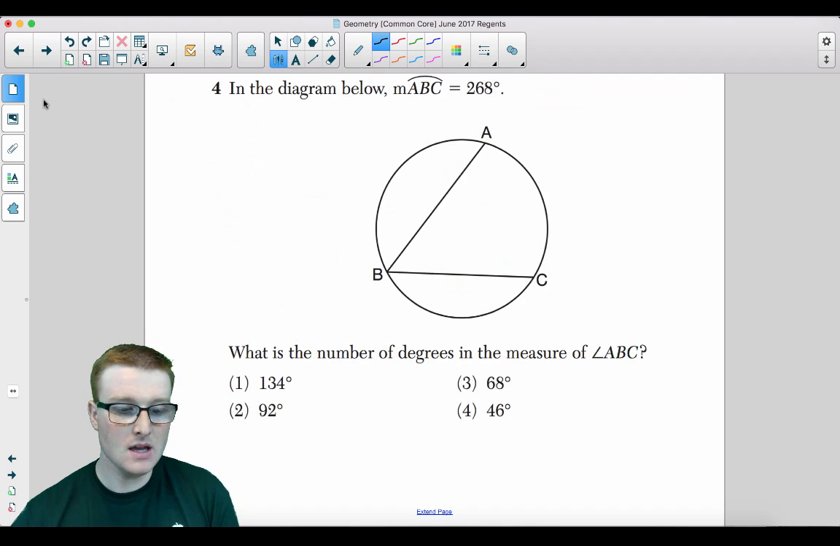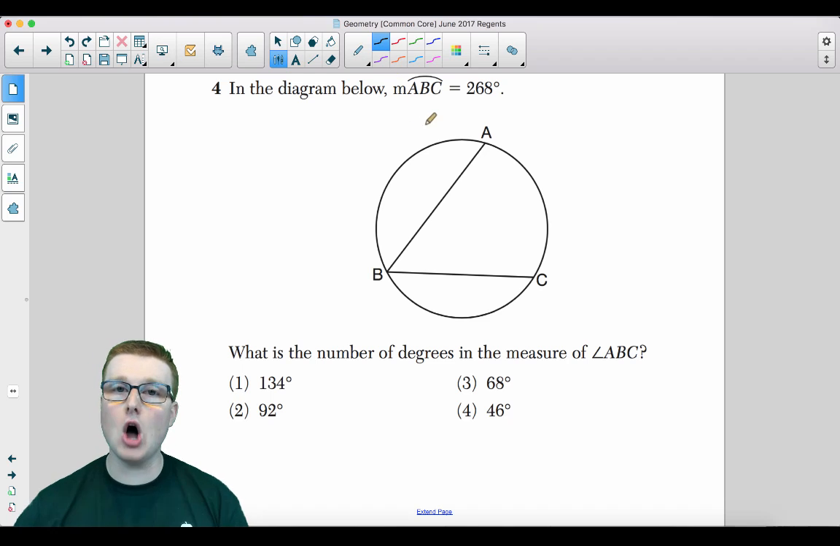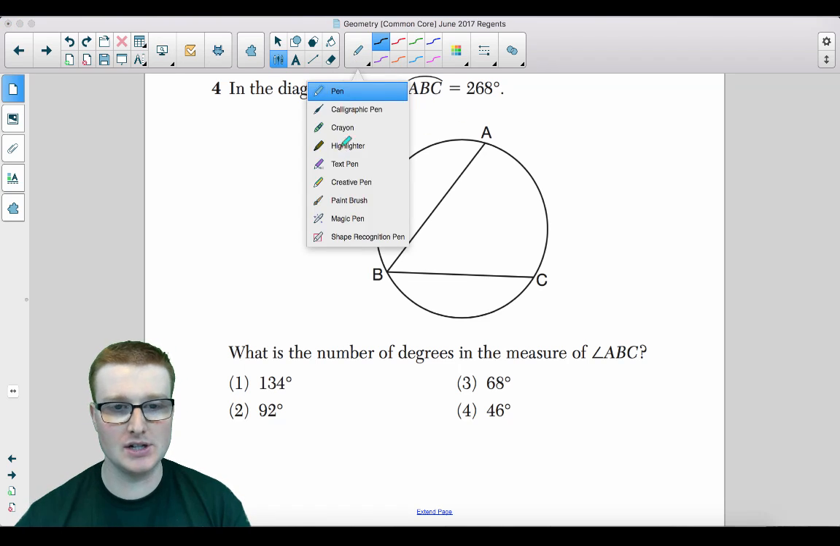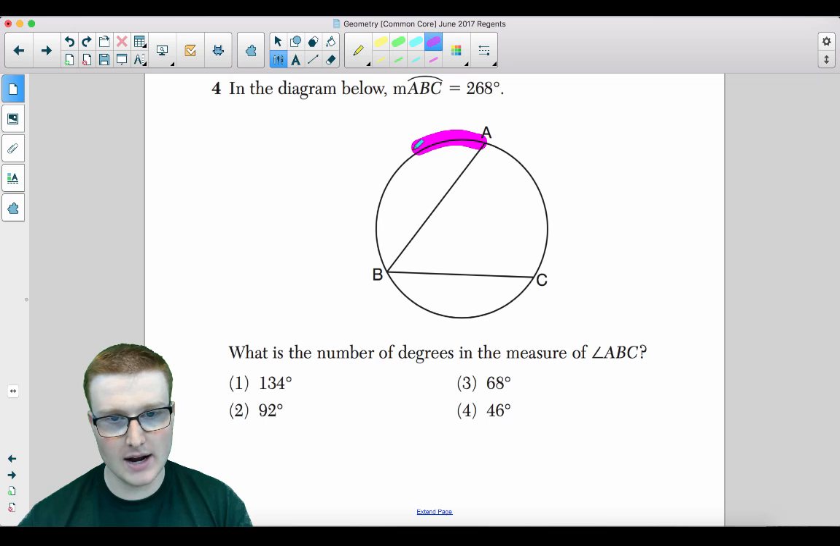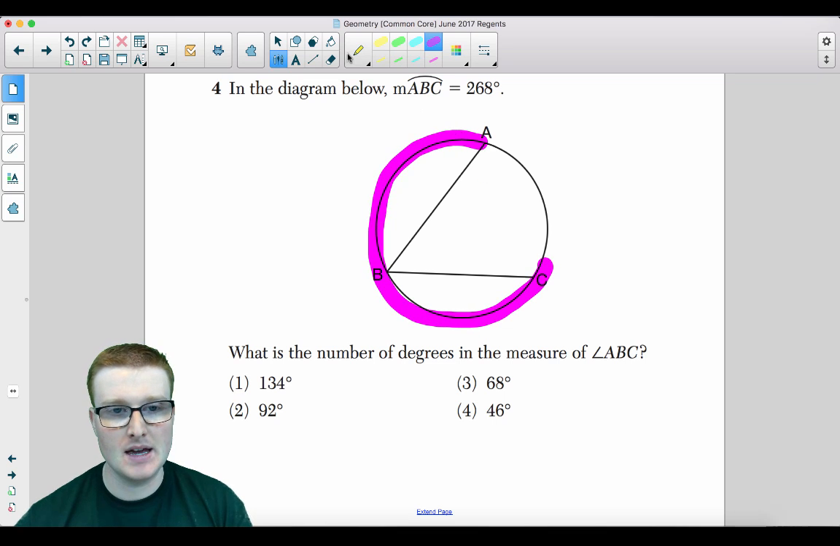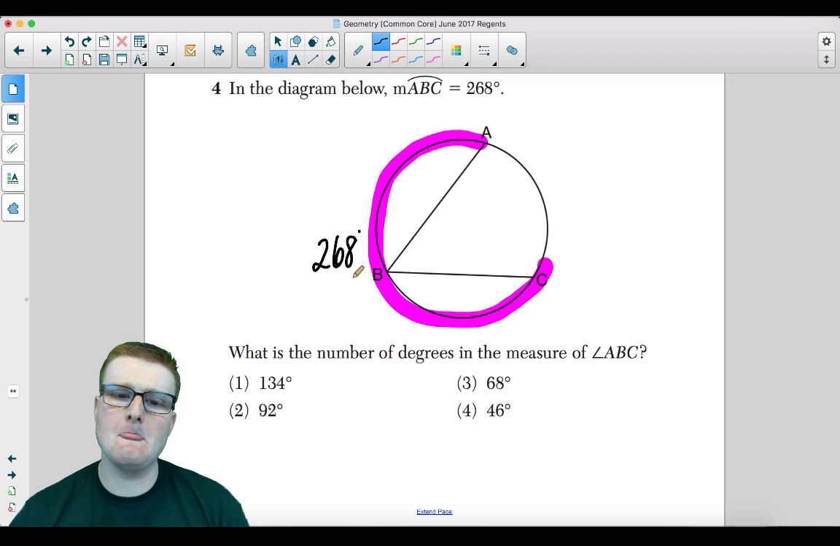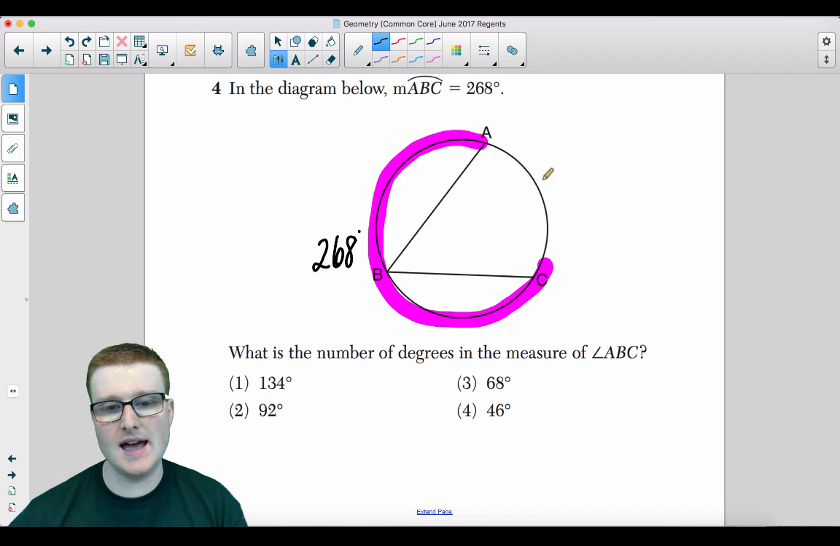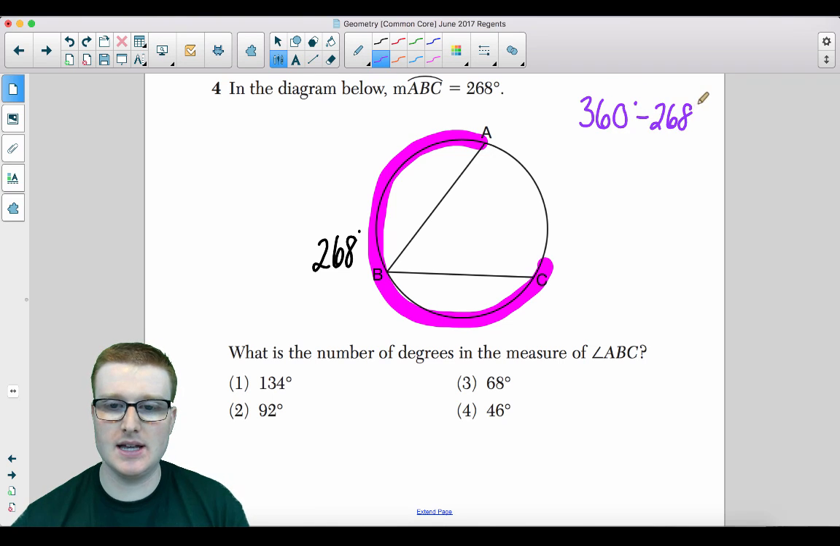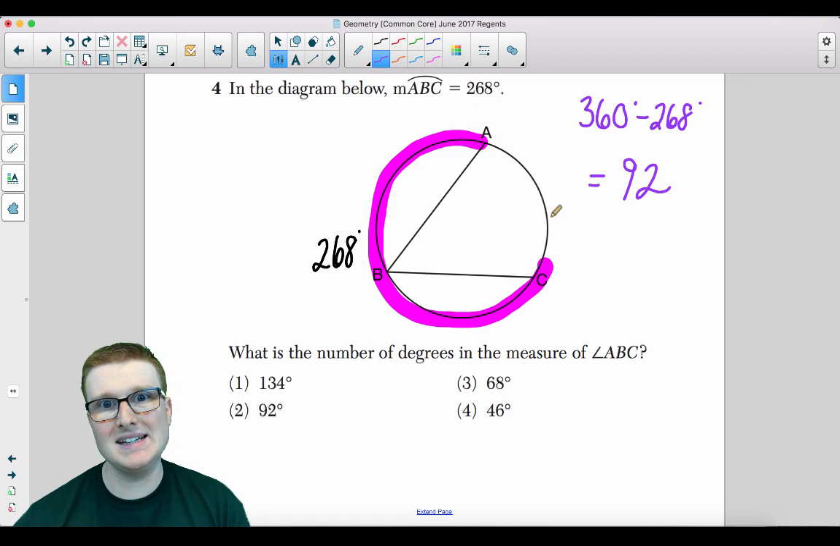Moving on. Number 4, in the diagram below, the measure of arc ABC is 268 degrees. So this arc right here, arc ABC, is 268 degrees. Well, before we begin the question, let's find out what the measure of arc AC is. Well, there's 360 degrees in a circle. So we're just going to take 360 degrees minus the 268 degrees. That gives you a result of 92 degrees. So the measure of arc AC is 92 degrees. Perfect.